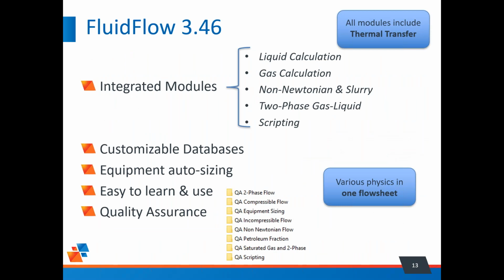Now, the current version of FluidFlow is 3.46, and I want to take a minute here to explain a few things about the software package, the way it's built. It's basically a single flow sheet type calculation. A number of databases are supporting the different fluids and components, and it's a modular package. Liquid module, gas, non-Newtonian and slurry, two-phase, and scripting are the 5 modules that you can work with.